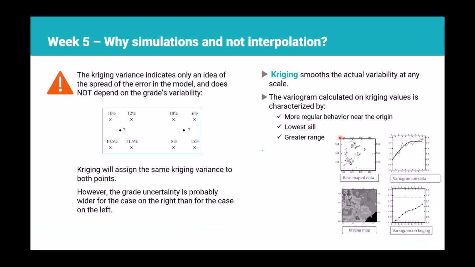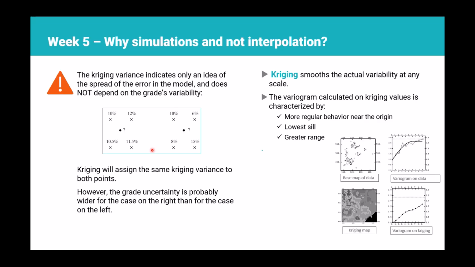For example, look at these 2 cases, the case on the left and the case on the right. On the left, we have a data set which is quite homogeneous. So the values of the samples are 10%, 12%, 10.5, or 11.5. So they are very similar values. But on the right, we have a heterogeneous case. So 10%, 6%, 15%, and 8%. The variability between the samples is high, even if in both cases, the configuration of the samples is the same.